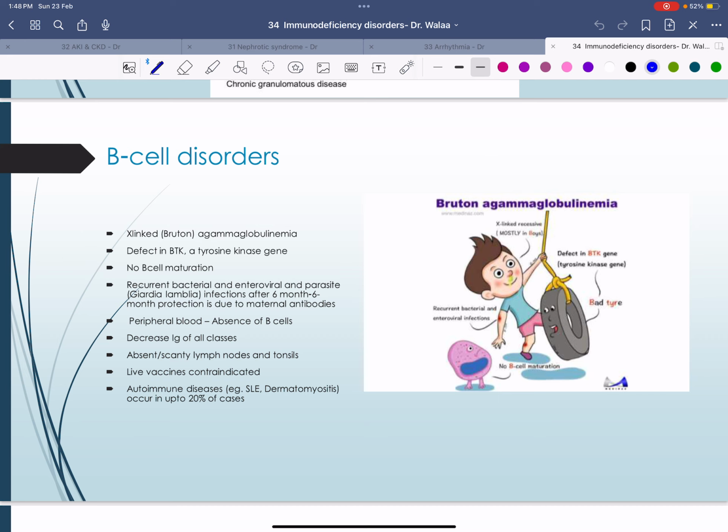If you examine someone with X-linked agammaglobulinemia, the most striking feature will be absent tonsils. You will examine and they don't have tonsillar tissue. Why don't they have tonsils? Because 80% of the tonsillar tissue is actually B cells, okay? So if we don't have mature B cells, there will be scanty lymphatic tissue in the tonsils, so we won't be able to see tonsils at all, okay?